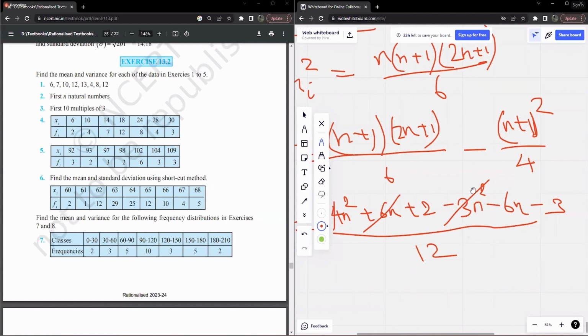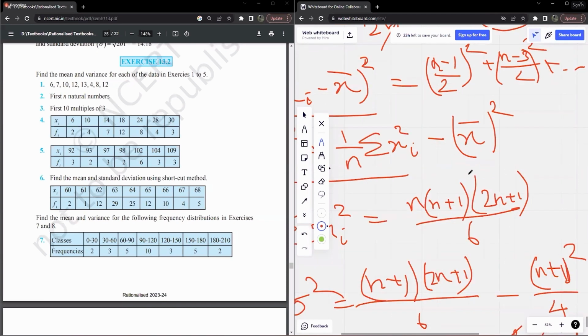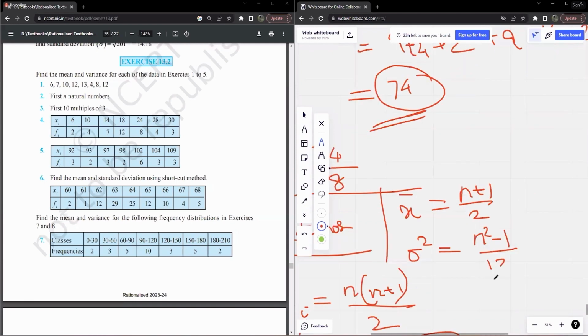That's the answer. Therefore, for the first n natural numbers, x bar is equal to n plus 1 by 2, and variance sigma squared is going to be equal to n square minus 1 divided by 12. All right. Remember this because this is a very useful result. You may use this if you are studying for higher entrance exams.